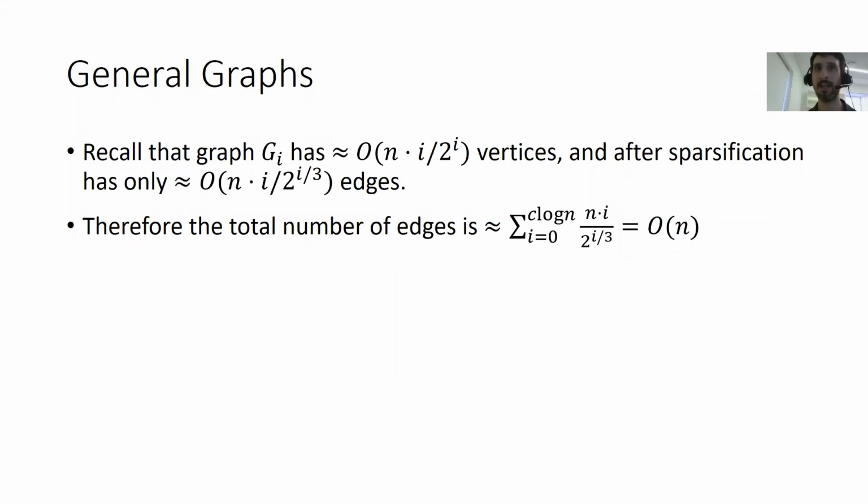So recall that since the hitting set was of size n times log d over d for roughly d-regular graphs, the graph G_i has roughly n times i over 2 to the i vertices, and after the sparsification step, it has only roughly n times i over 2 to the i over 3 edges. Therefore, if you do the sum, the total number of edges in the spanner is order of n. And therefore, you can propagate the spanner to all of the vertices in order of 1 rounds and also solve the all pairs shortest path problem.